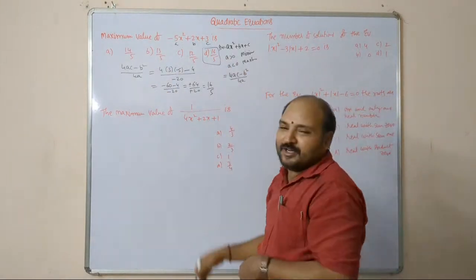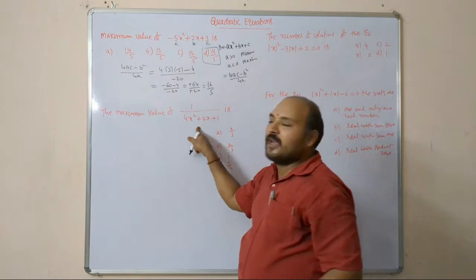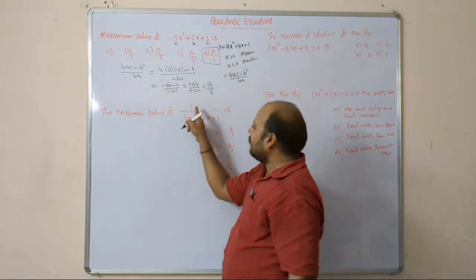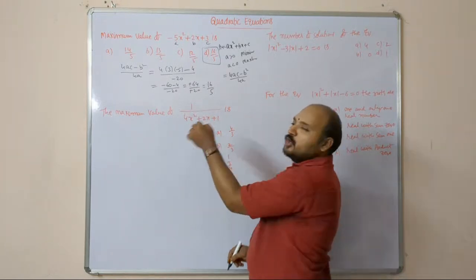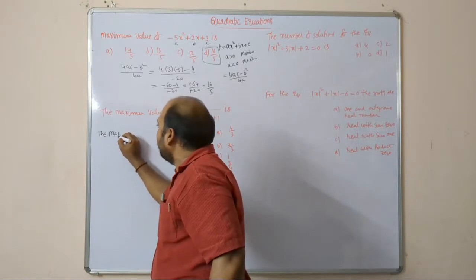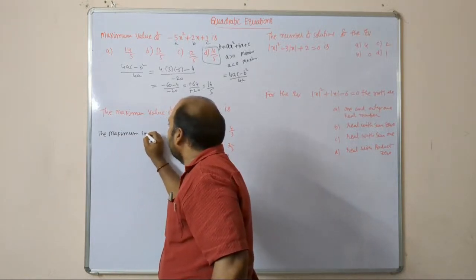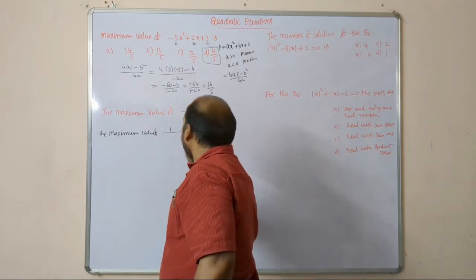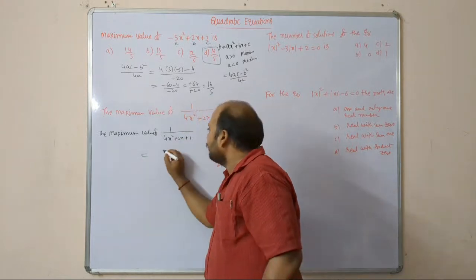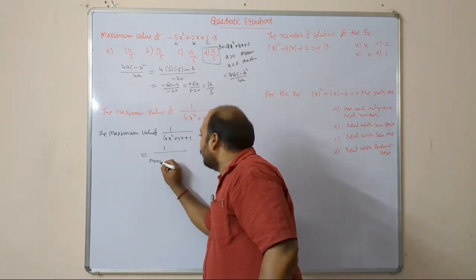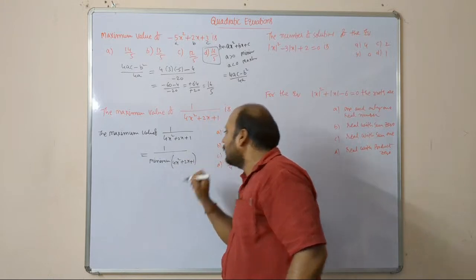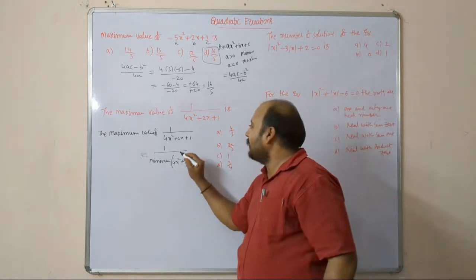The same question, whenever it is in the denominator, keep in mind, dear students, the maximum value of 1 by it is there, no? For this expression, you can find minimum value. So the maximum value of 1 by 4x squared plus 2x plus 1 is equal to 1 by minimum value of 4x square plus 2x plus 1. This you can keep in mind.